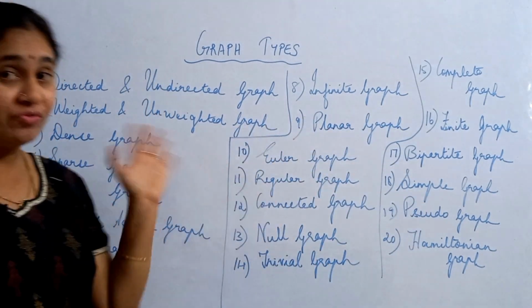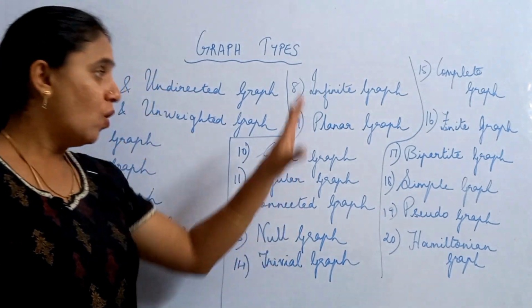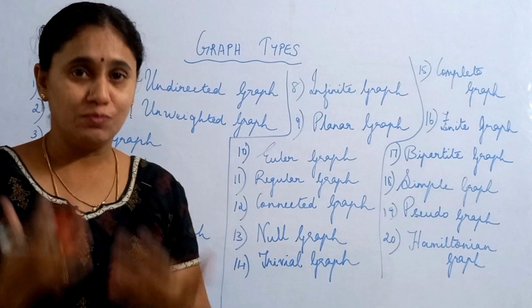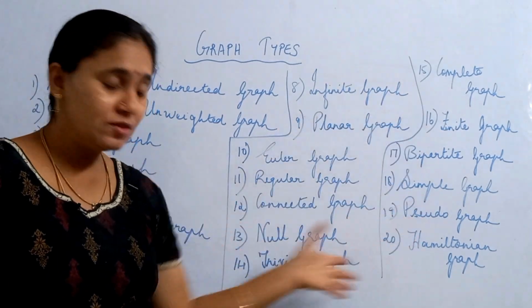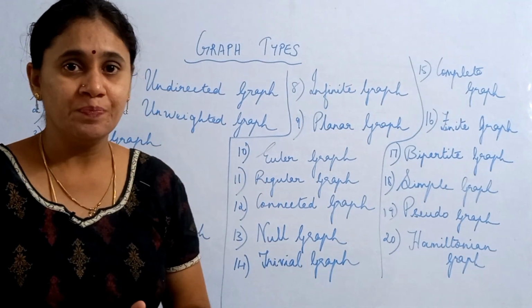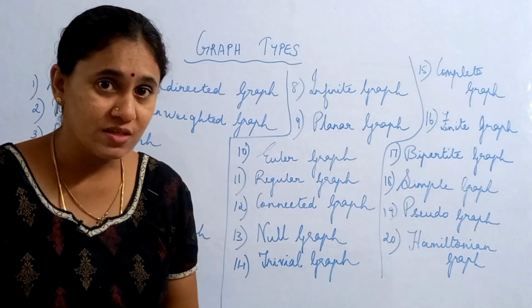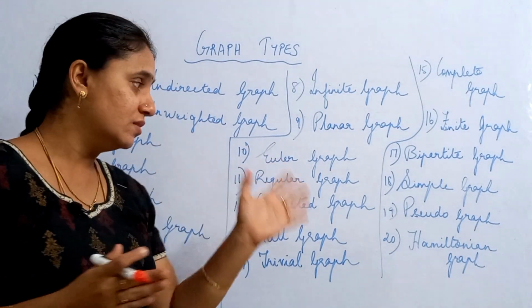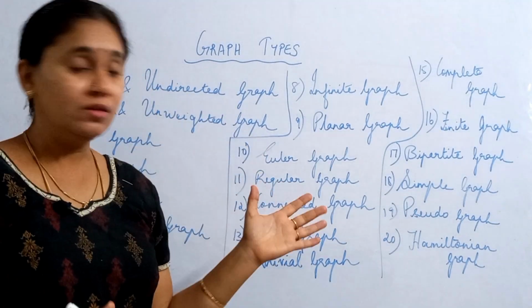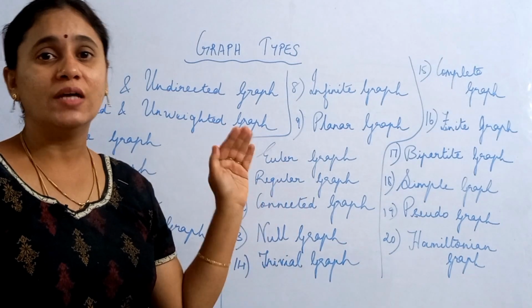Friends, these are all the different types of graphs. All these graphs seem to be very easy for you. It is an easy implementation. Among these 20 types, I am going to tell you which are very important. In a semester examination they may also ask this question. Some of the graphs are very important, so I will mark them and you can make a note of it.